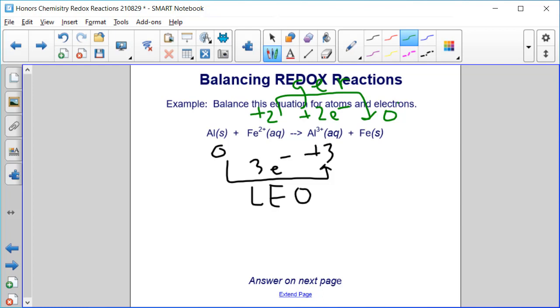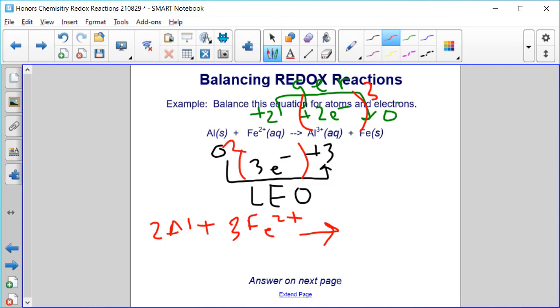We have to find that common multiple between 3 and 2. So that least common multiple would be 6. So what I need to do is multiply this by 2 and this by 3 in order to get an equal number of electrons gained and lost. So we're going to multiply both aluminums by 2, so 2Al, and both irons by 3. So now this reaction is balanced for both electrons and number of atoms.